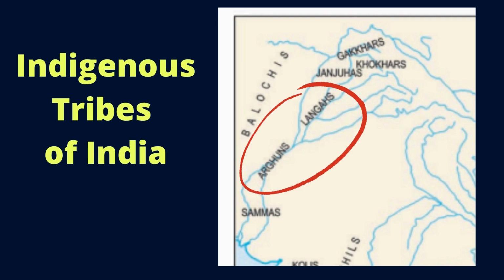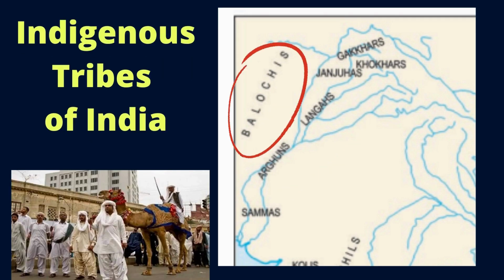In the northwest part of India, here are two other tribes called the Langars and the Arghuns. These tribes dominated large areas of Multan and Sindh, present day Pakistan, Rajasthan, till they were subdued by the Mughals. Here on this slide, we will be focusing on the tribe called the Balochis. The Balochis were powerful tribes but were divided into smaller clans under different chiefs.